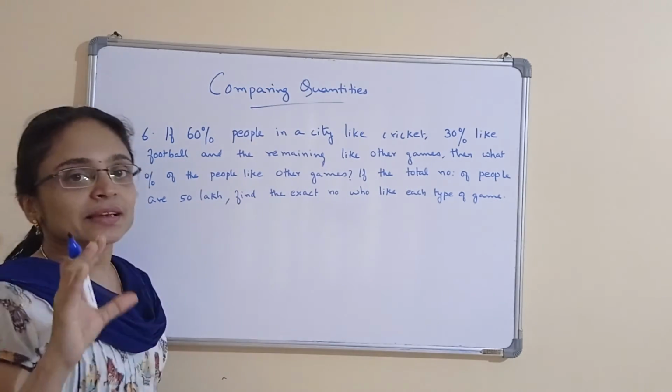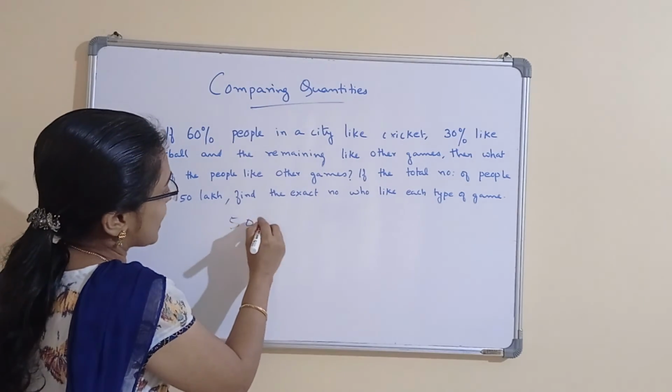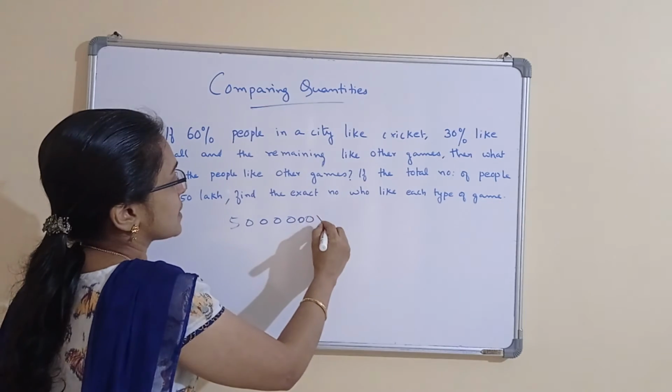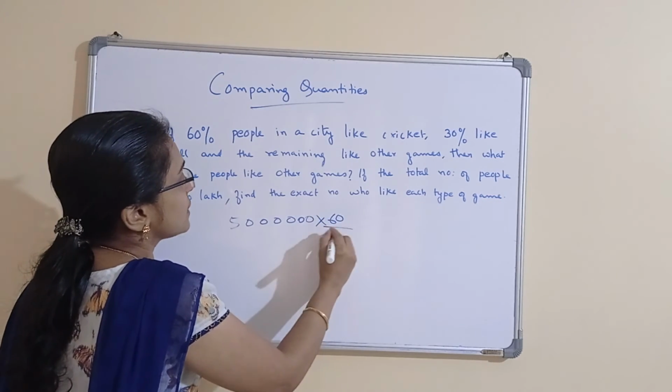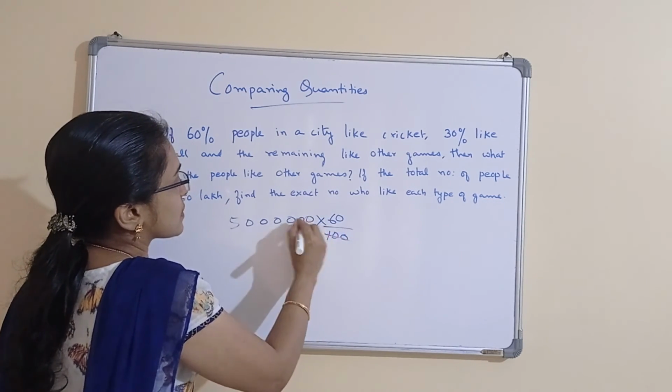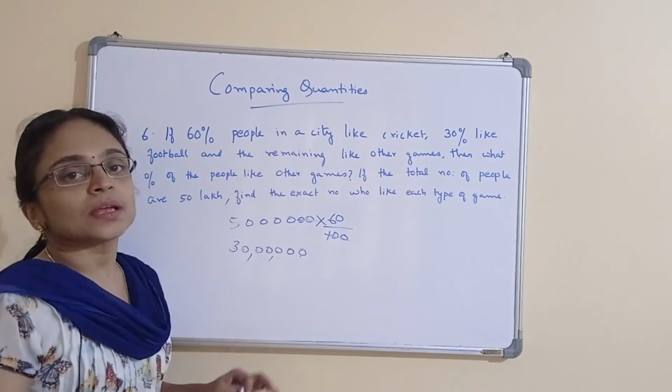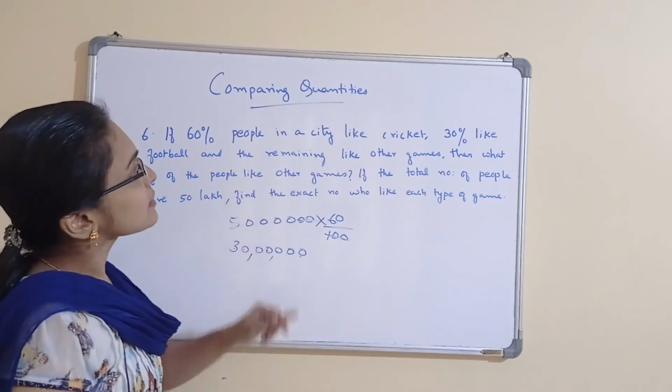So 60% like cricket out of this 50 lakh. Okay. 60% of these people like cricket. So into 60 by 100. So we'll get this as 30 lakh. Okay. So 30 lakh people like cricket.